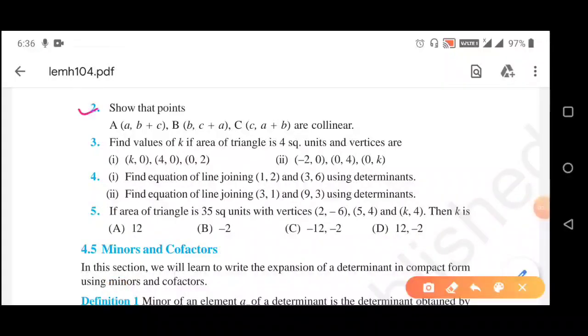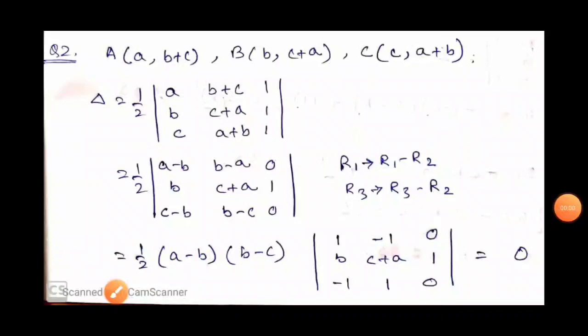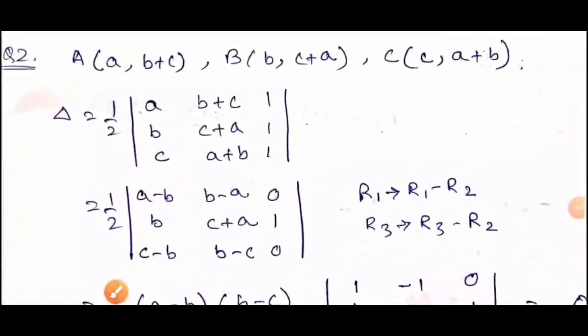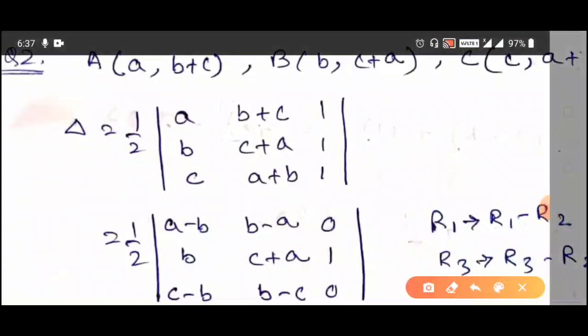Question number 2 is show that points A, B, C are collinear. So how will we show that 3 points are collinear? We will show that the area of the triangle formed by joining these 3 points is 0. So this is question number 2. In place of x1, x2, x3 we have written A, B, C. In place of y1, y2, y3 we have written B plus C, C plus A and A plus B.